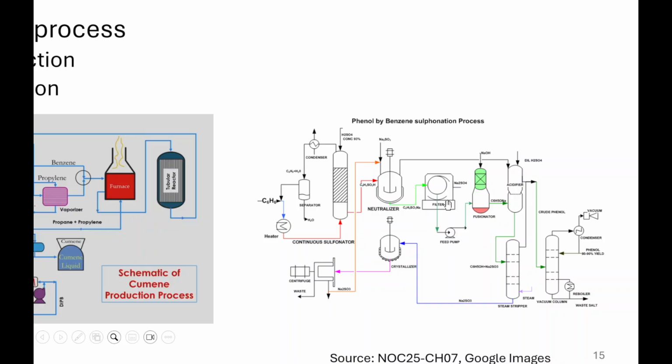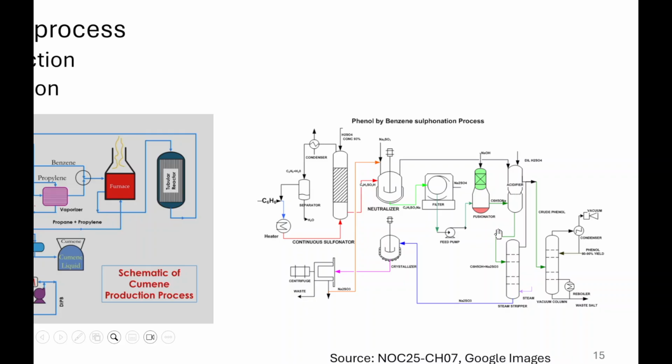Again, it goes to the fusionator, which is a process which has a higher residence time. In the fusionator, basically you add NaOH and this reacts with sodium benzene sulfonate to give you sodium phenoxide. Then the sodium phenoxide is acidified in the presence of H2SO4 and SO2 to give you the crude phenol, and crude phenol is taken to the vacuum distillation column to give you a purer form of phenol.